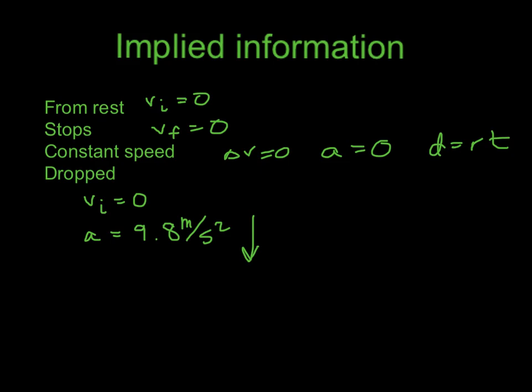So if something's dropped, then gravity's pulling on it. You know, I drop my ball and hey, my ball falls. Why does it fall? Oh, because gravity's pulling on it. So the Earth's gravity is going to cause it to accelerate at 9.8 meters per second squared. So that's just to get you started there.